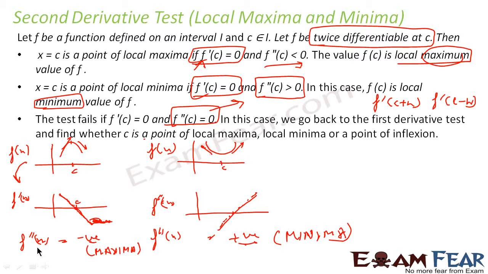Now f double dash x is nothing but the slope of this graph of f dash x, and if you see it is negative, that means if f double dash x is negative, I am talking about the point of maximum. Similarly for minima, if my f x graph is like this, I have to find f double dash x. Before finding f double dash x, the first thing is I have to find f dash x. I drew the graph of f dash x, and then f double dash x is nothing but the slope of this graph, and that is positive.